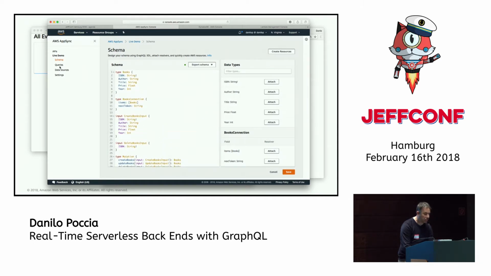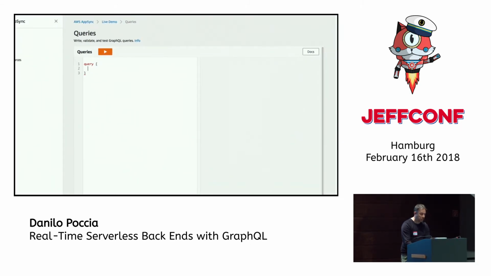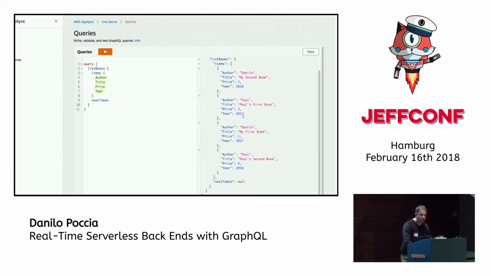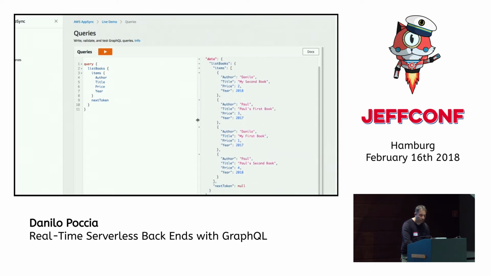So let's see how you can use this data. So let's try to write a GraphQL query here. So for example, I want to list my books, and I want to get the items, and since there was some pagination, we also accept a next token. And now I'm querying. This is automatically translated to the query to the database, and I get the result back in a JSON structure. So those are all the books.